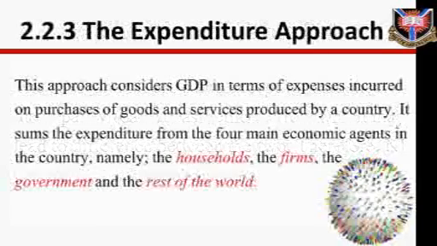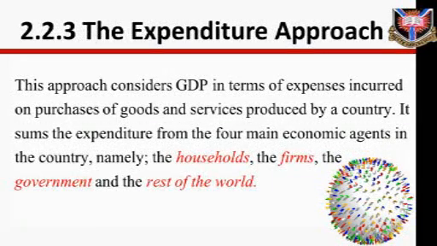Expenditure approach. The expenditure approach considers GDP in terms of expenses incurred on purchases of goods and services produced by a country. The expenditure approach sums the expenditure from the four main economic agents in the country, which are the households, the firms, the government, and the rest of the world.